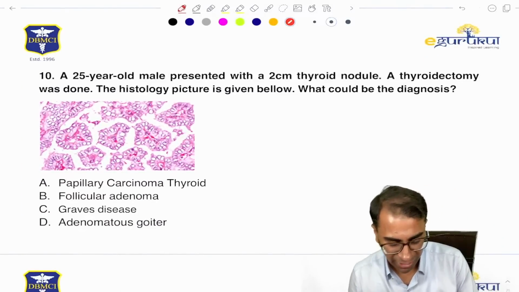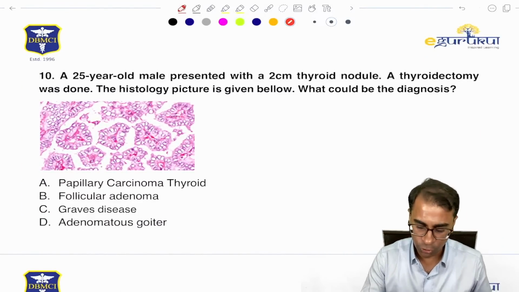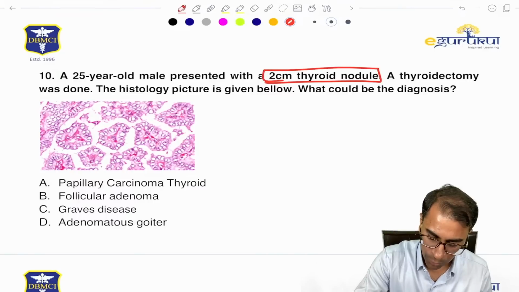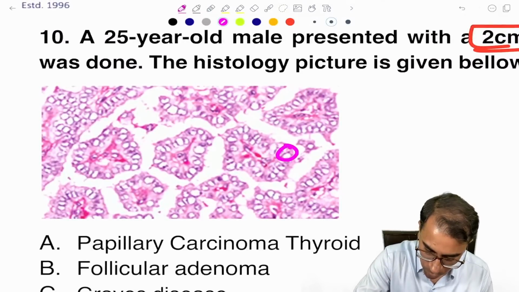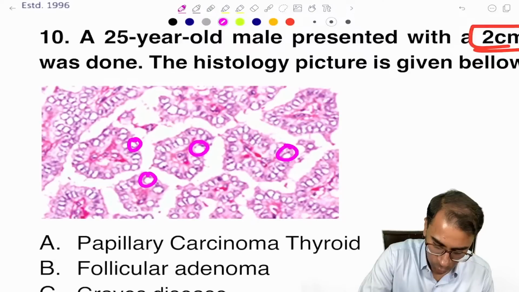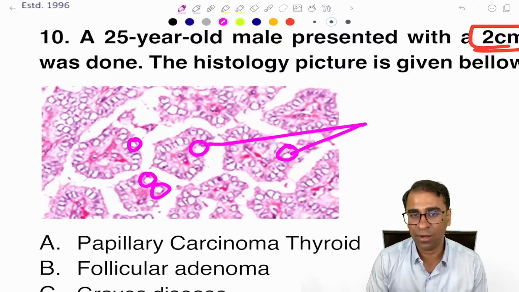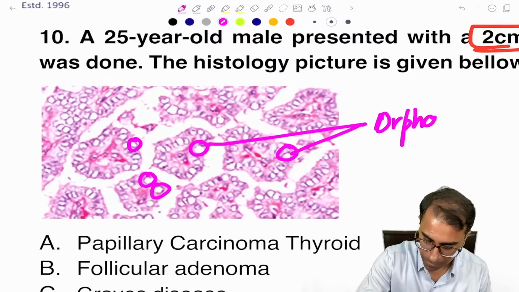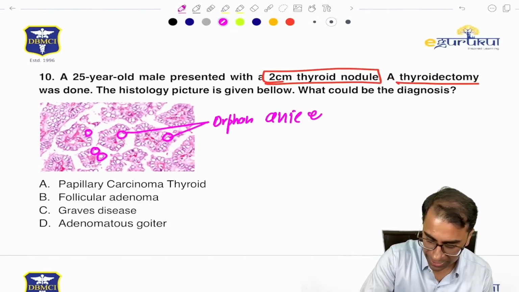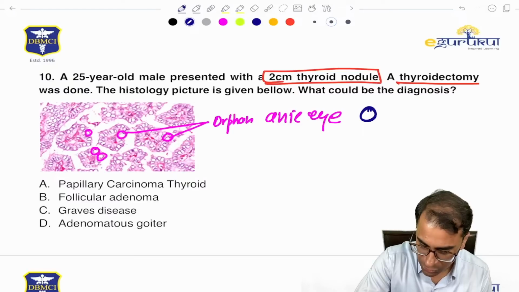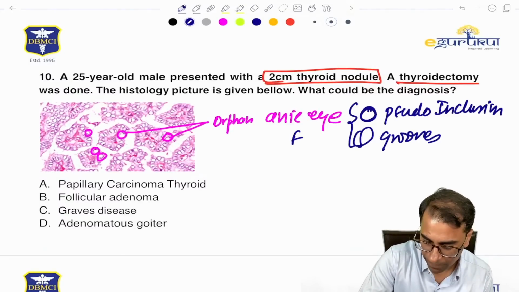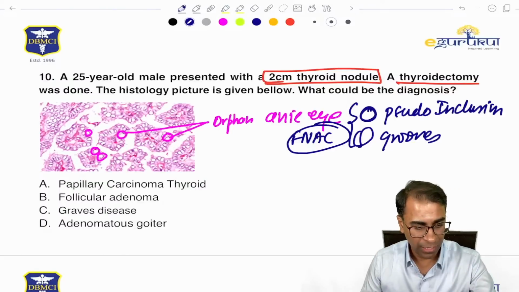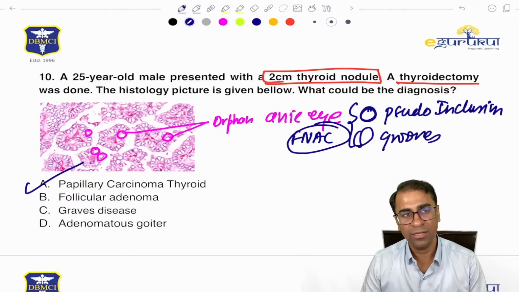Okay. A 25-year-old male patient presents with 2 centimeter thyroid nodules for which a thyroidectomy was done. And what you see in this part is round white areas. Absolutely round white areas. The round white areas here are what? It's Orphan Annie eye nuclei. Just remember, it can show like this also. It's called pseudo inclusion, but sometimes it can also show you nuclear grooving. Both can be seen, and both of them can be appreciated on FNAC, and hence it becomes a case of papillary thyroid carcinoma.